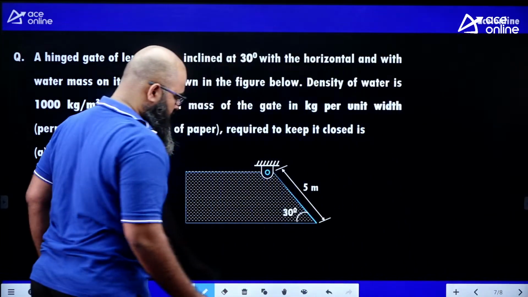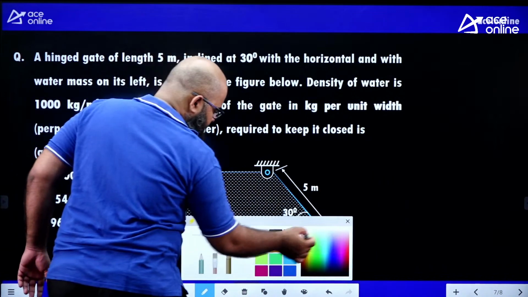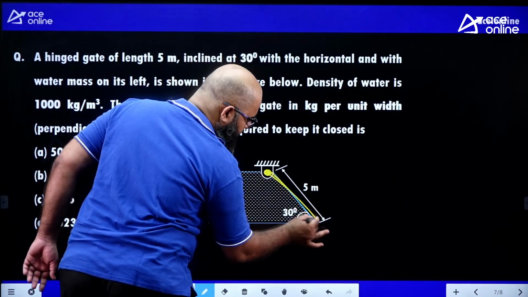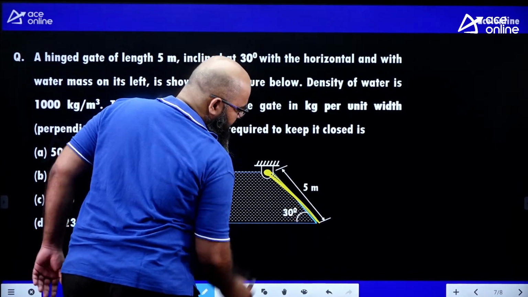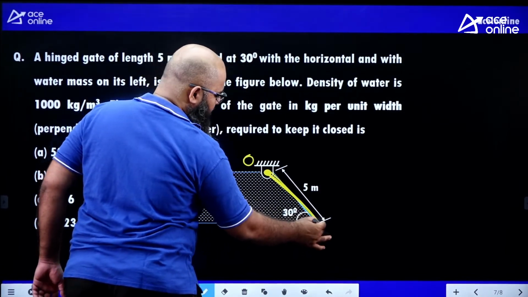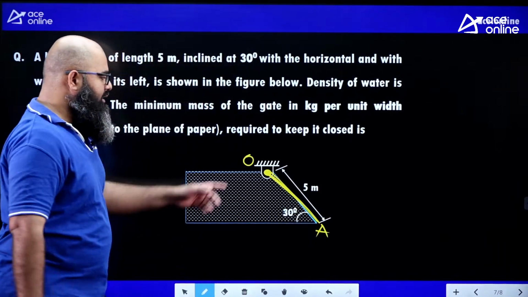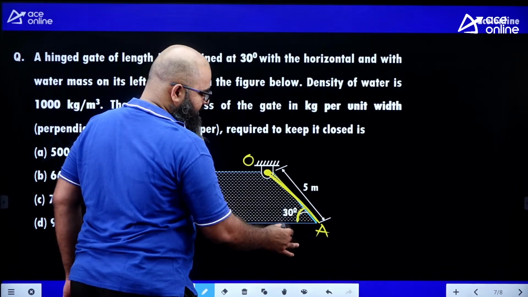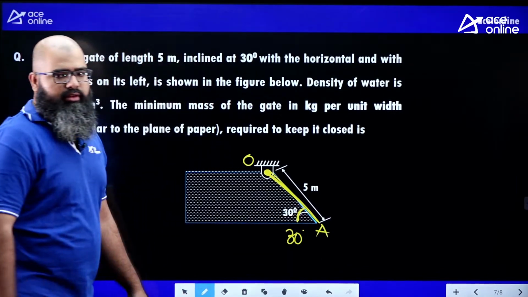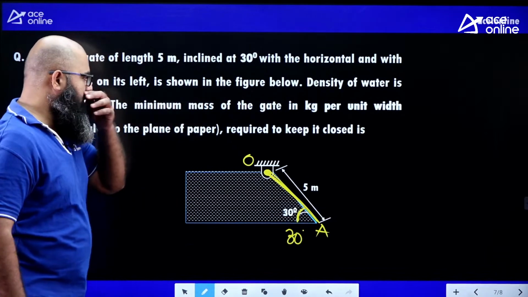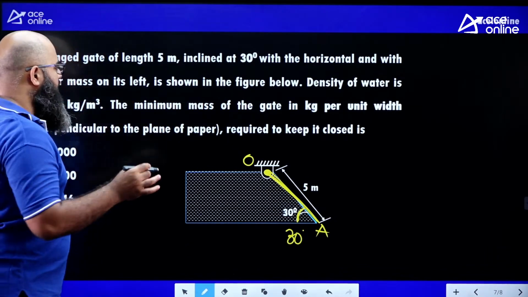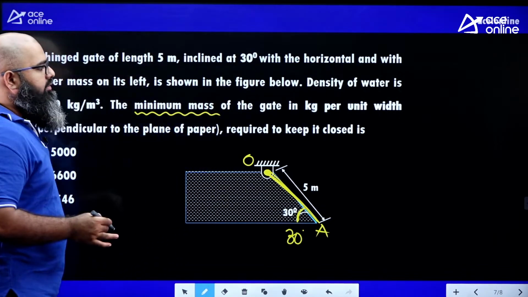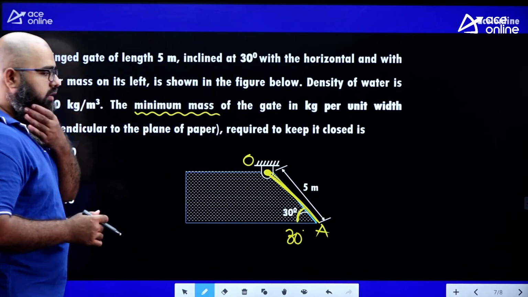Now the gate is not particularly visible. Let me highlight it. Let us say there is a hinge over here. From this hinge you are having a gate. Let me call this gate as some OA gate, for example. The length of this gate is equal to 5 meter and the gate happens to be inclined at an angle of 30 degree with respect to horizontal. This is a hinge over here. Now, the word that is important to solve this question is minimum mass. The minimum mass of the gate required in kg is equal to how much?